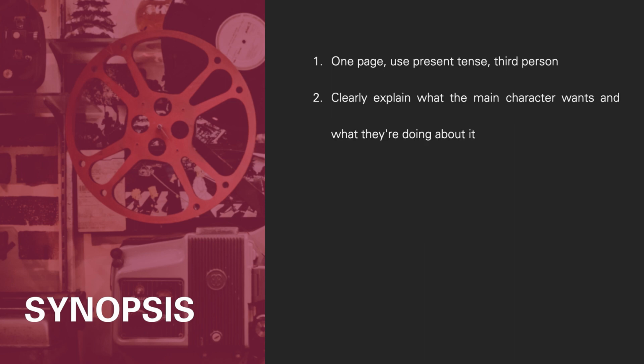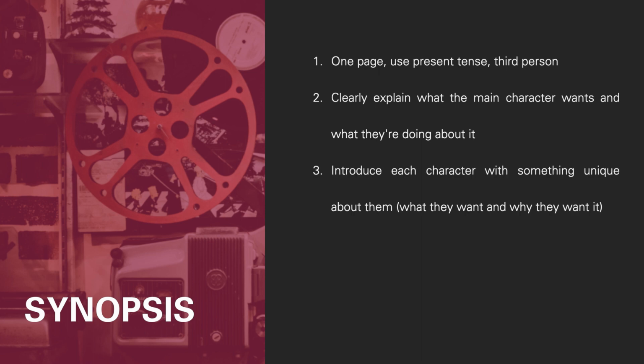Second, the synopsis. The goal of the synopsis is to create interest in the story, to make people want to read your script. To achieve that, here are some practical tips. Keep your synopsis to one page and write it in the present tense, third person. Tell the story in the same tone and voice as the script. Start with the active drive. Clearly explain what the main character wants and what they are doing about it.